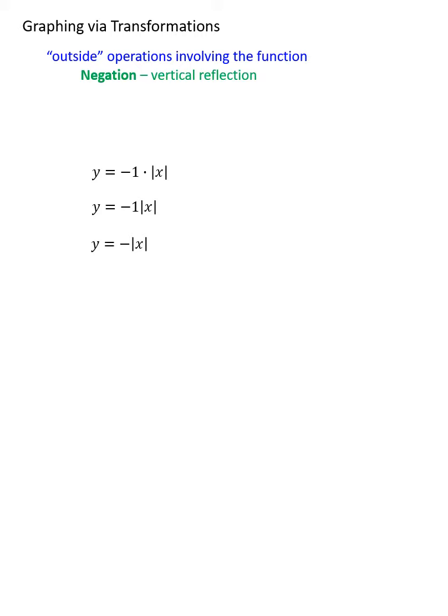So if you memorize that, for example, multiplication by -1 outside of a function causes a vertical reflection, that's great. But if you're given the bottom equation here, you should still recognize that that is in fact a multiplication by -1.